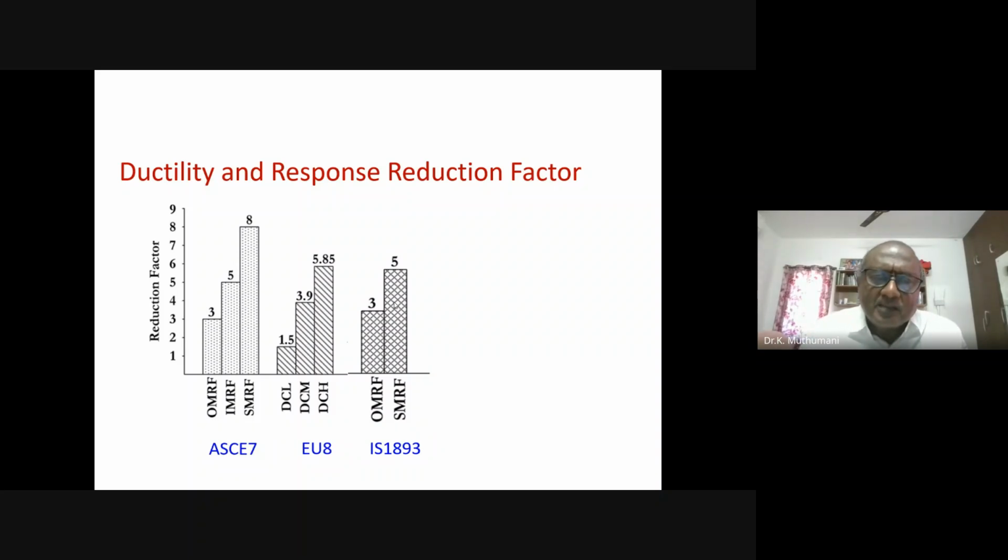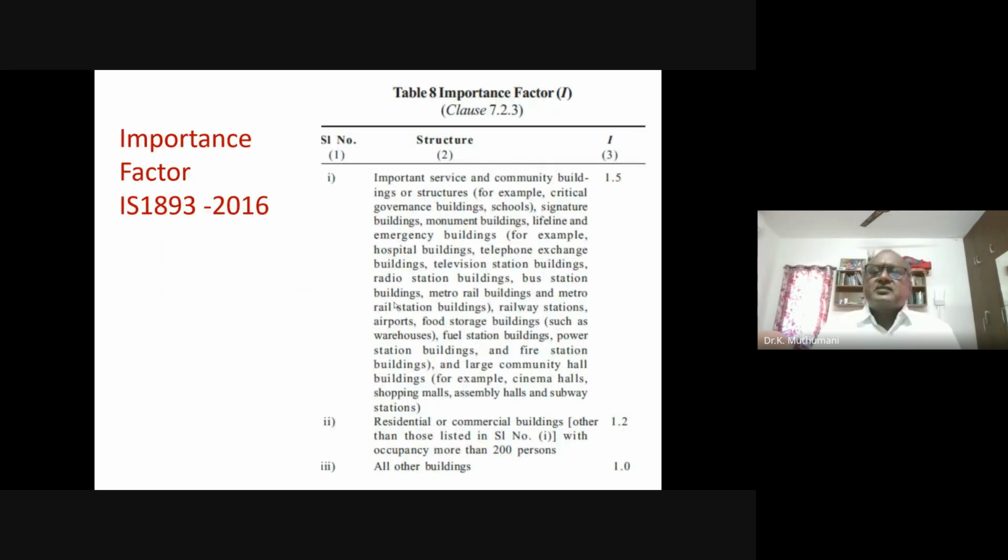But as per the latest regulations, except for zone 2, you always go for SMRF. In zone 2 also, wherever possible, better adopt it. This is because we don't know when the earthquake will come, where it comes, all that. So this is the first thing I wanted to note.